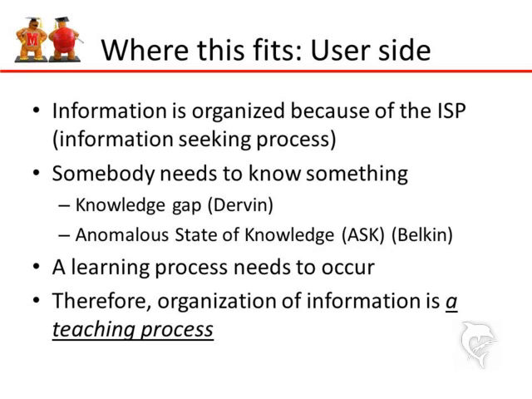And why does the information seeking process need to occur? Because sometimes somebody needs to know something. And in order for somebody to know something new, a learning process needs to occur. Someone needs to learn new information in order to accomplish whatever their underlying goals are.